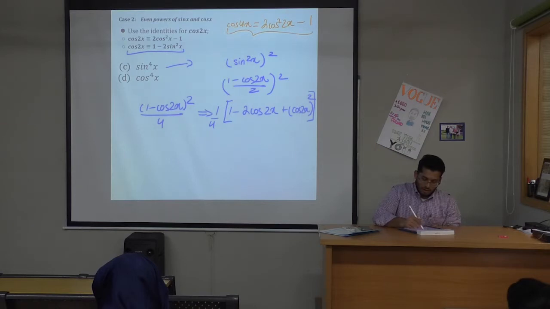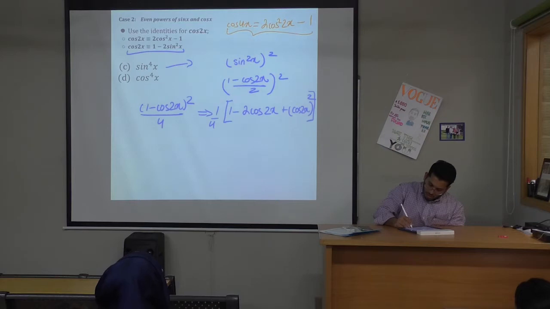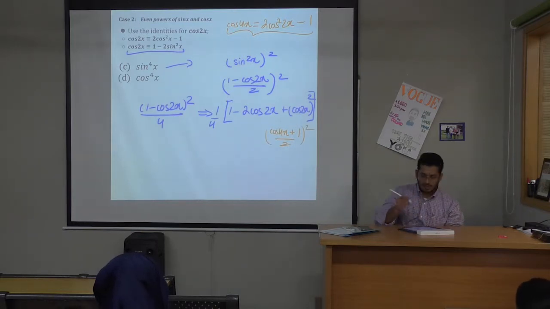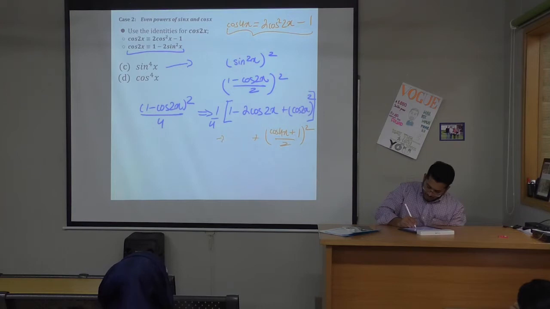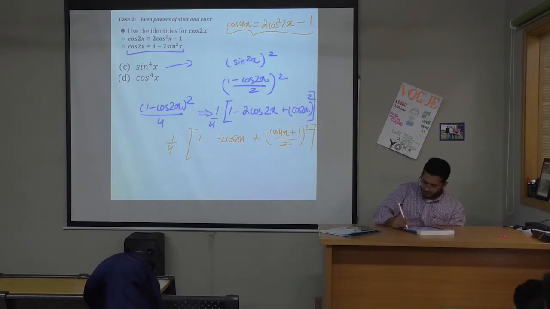Okay? If cos 4x is 2 cos squared 2x minus 1, can I make cos squared 2x the subject? I can easily do that. It is cos 4x plus 1 upon 2, only replaced. This is here as it is. The 1 is there and the 1 by 4 is outside.